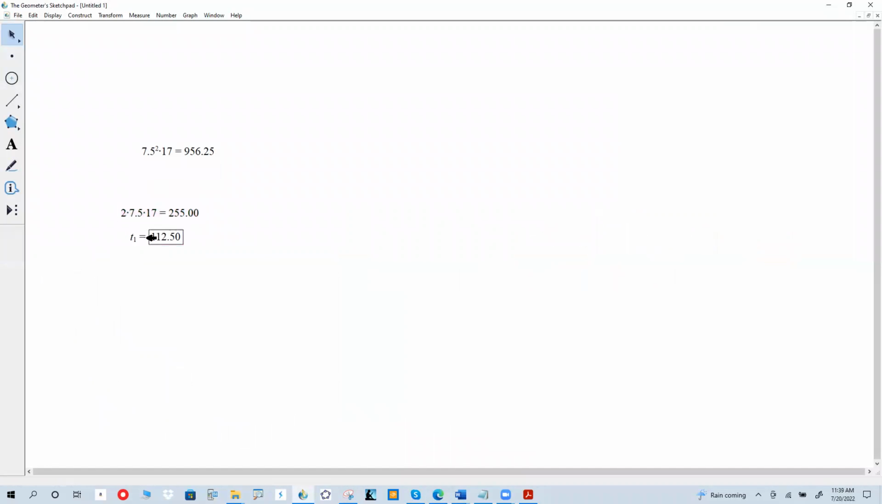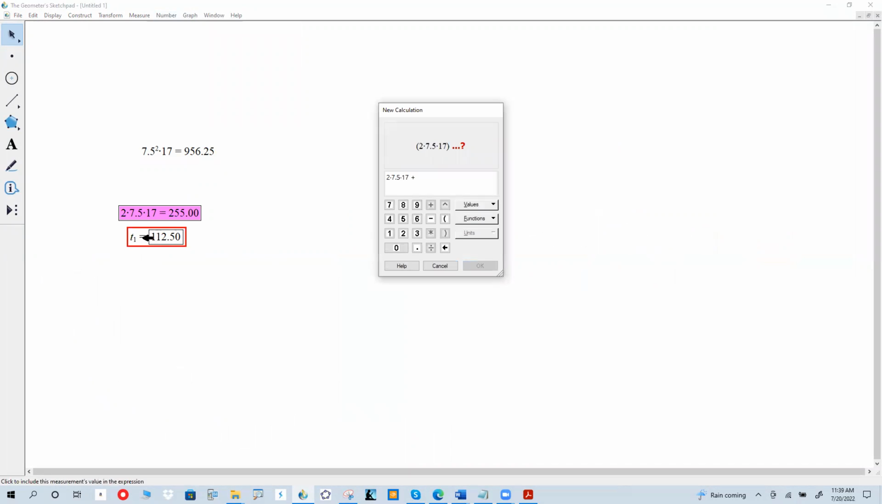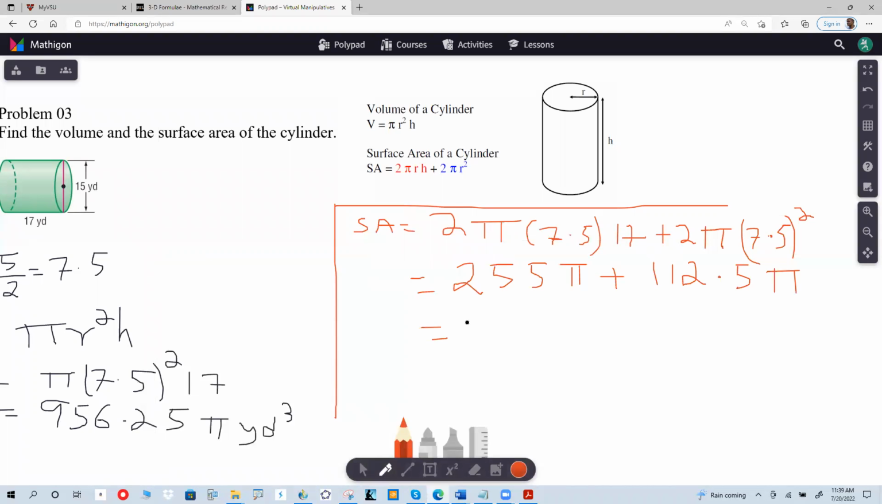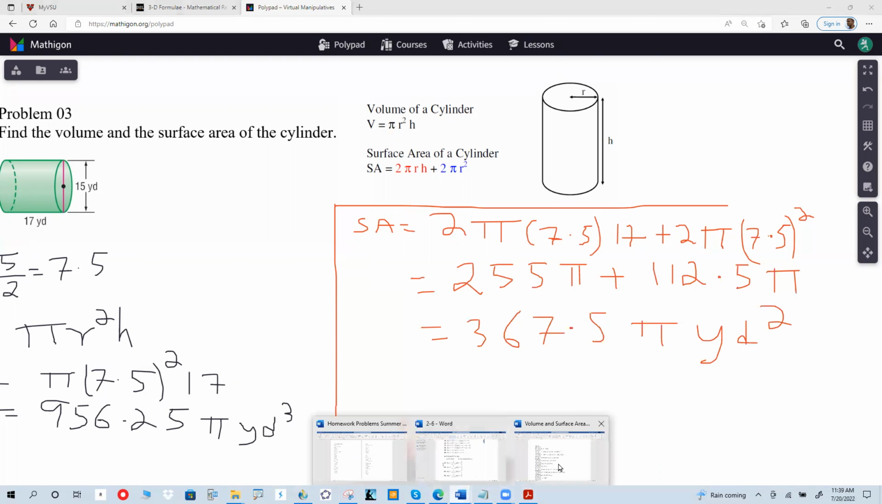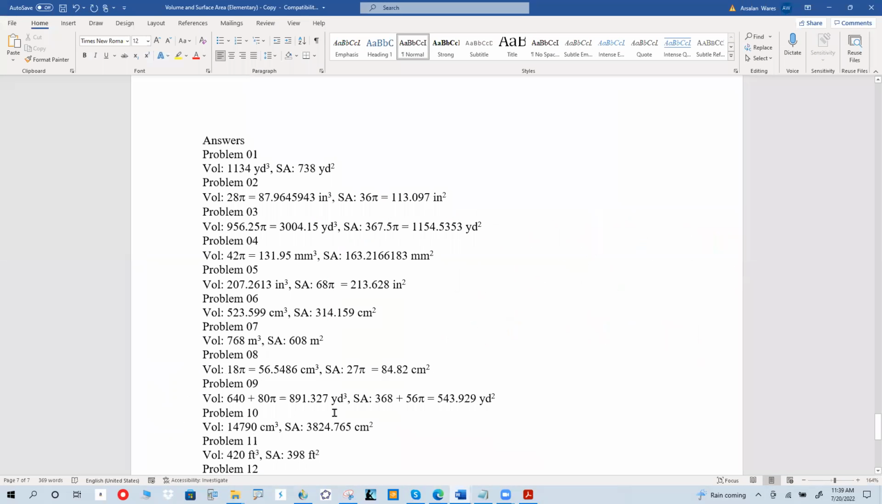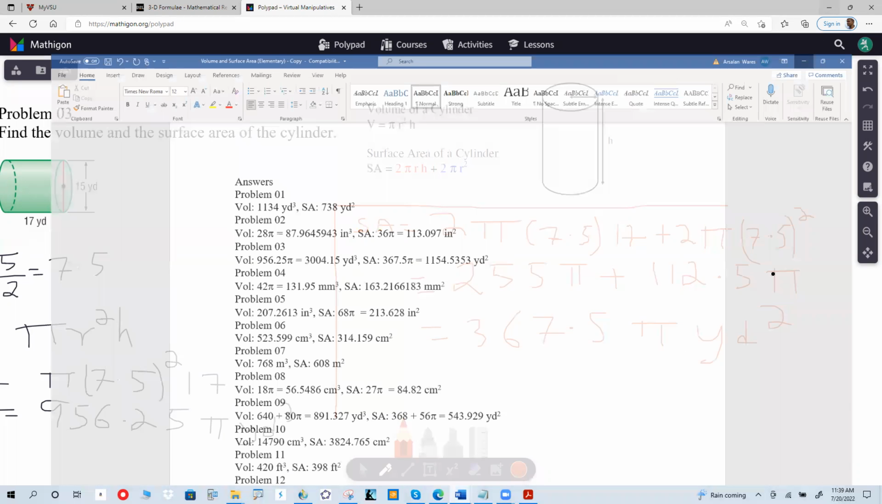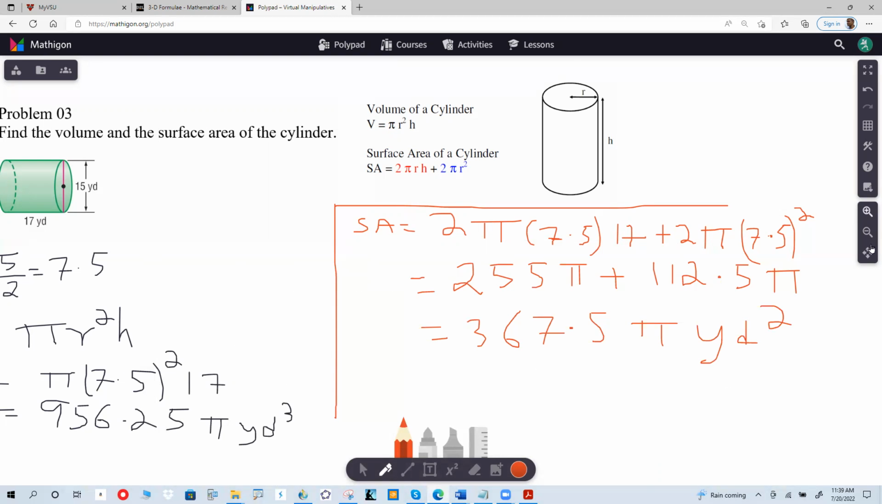These two. Okay. I'm getting 367.5. And I didn't do anything with pi. I'm going to leave it here, and my unit will be yard square. I'm going to check my answer. I'm going to hope it's correct. 367.5 pi, that's correct. All right, so we have it.